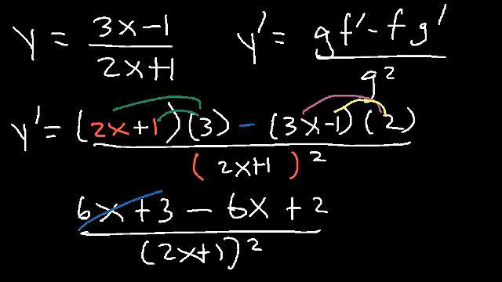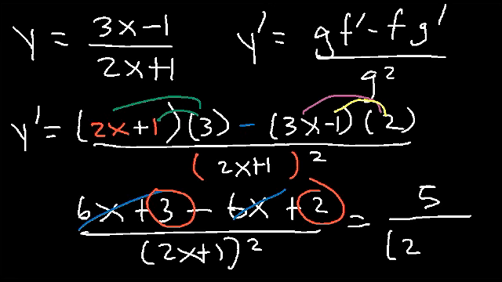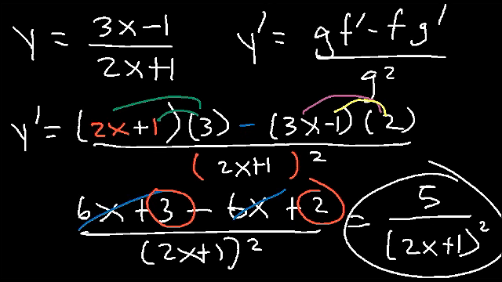We can cancel the 6x. So then it's just 3 plus 2, which is 5, divided by 2x plus 1 squared. This is the final answer. So that is the derivative of this function using the quotient rule.